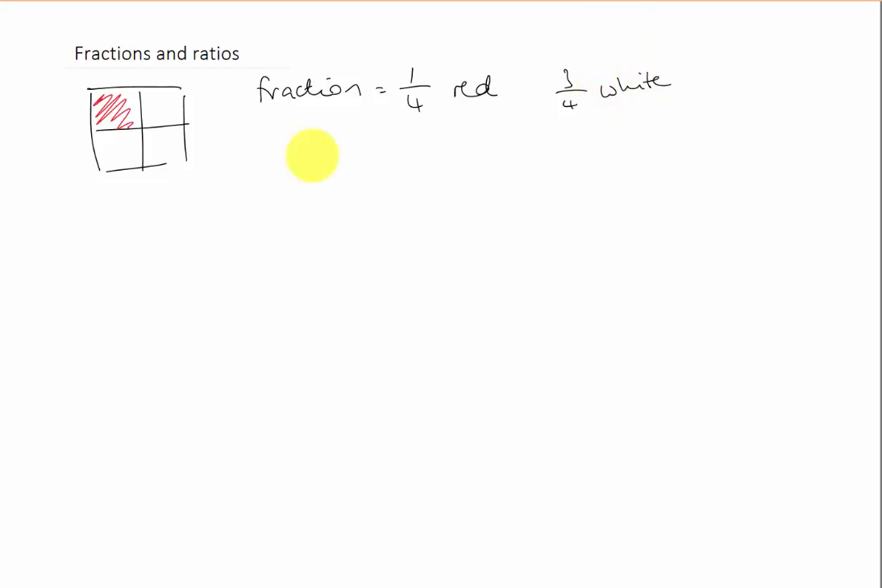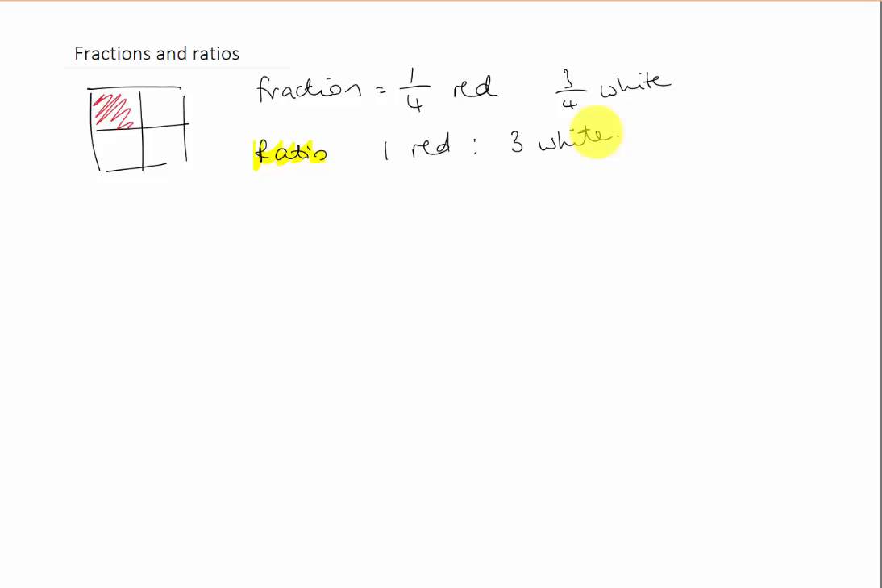I hope you'd agree. But then we can also express that as a ratio. So there we'd say we have one red section, and then I've written a little colon, 2 dots there, and then we have, for every one red, we have 3 white. So that's expressing the same thing, but as a ratio.